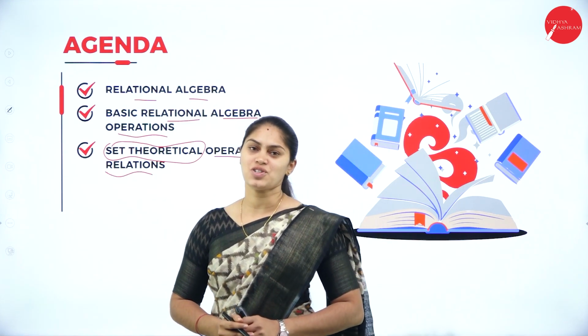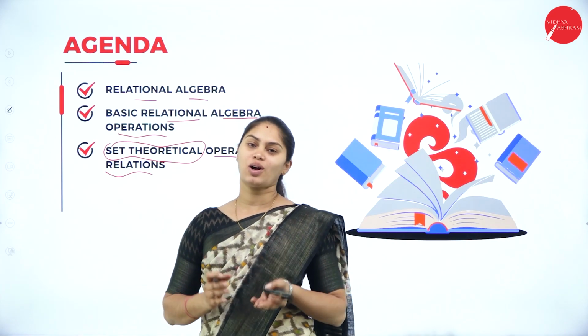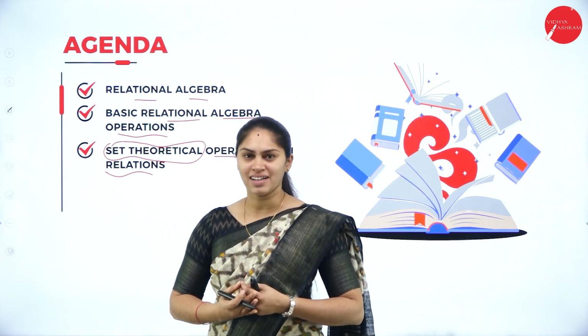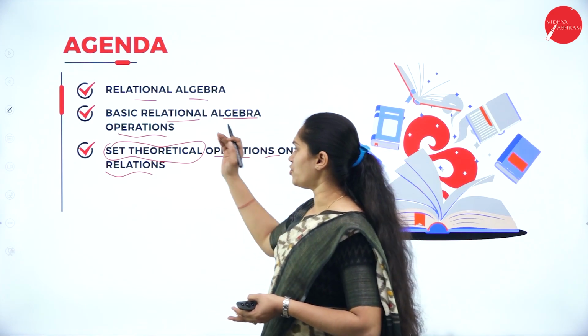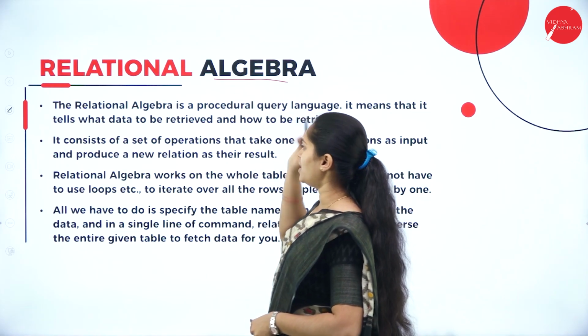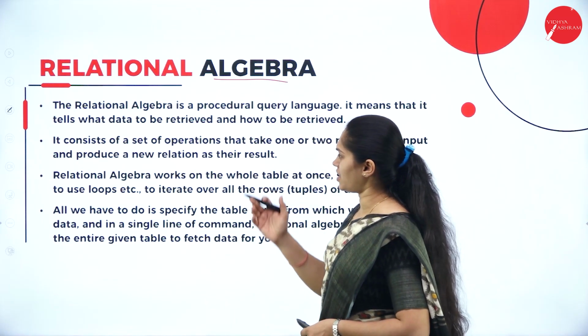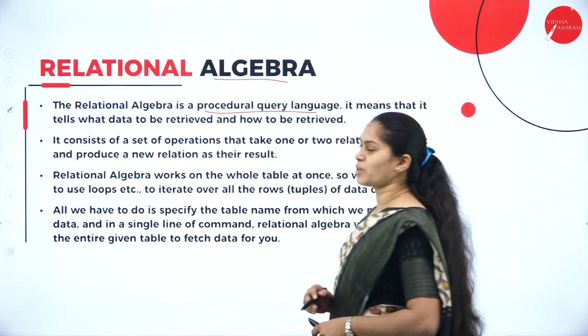Already you know that a relation is nothing but a table that comprises rows as well as columns. So, by making use of that relation, we are performing all these operations. First, we'll understand what relational algebra is all about. Here you can see the definition of relational algebra. It's a procedural query language.